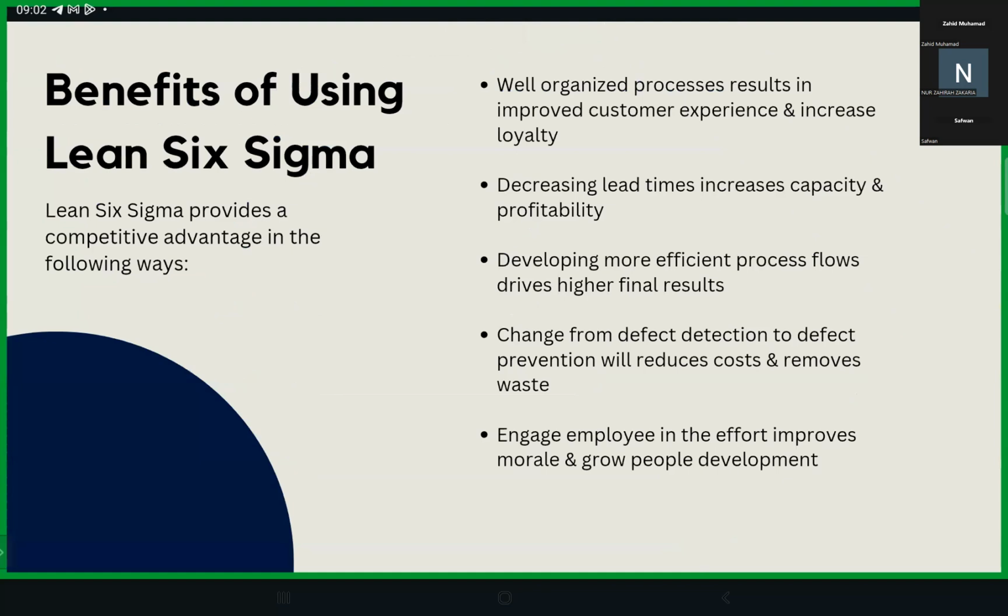Next, the benefits of using Lean Six Sigma. Lean Six Sigma provides a competitive advantage in the following ways. The first one, well-organized processes result in improved customer experience and increased loyalty. Second, decreasing lead times, increased capacity and profitability. The third, developing more efficient process flows drives higher final results. And next, changing from defect detection to defect prevention will reduce costs and remove waste. And engaging employees in the effort improves morale and grows people development.